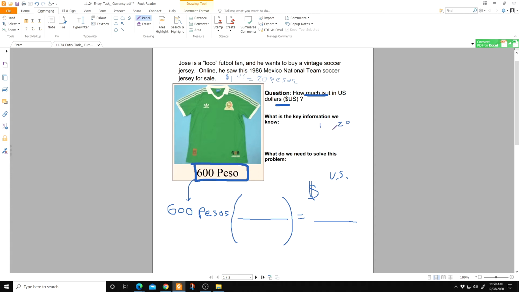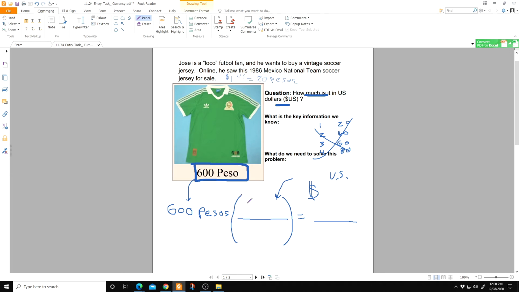$1 is 20 pesos. $2 is 40 pesos. $3 is 60 pesos. $4 is 80 pesos. And then we can just continue on. But that's too long. We don't want to do this. We want a shortcut. Well, this is a shortcut. Since this is your starting value as pesos, the number that goes in front here is what you want.